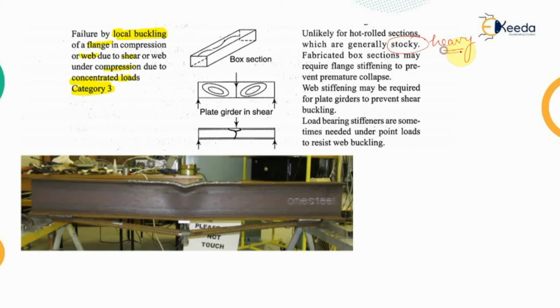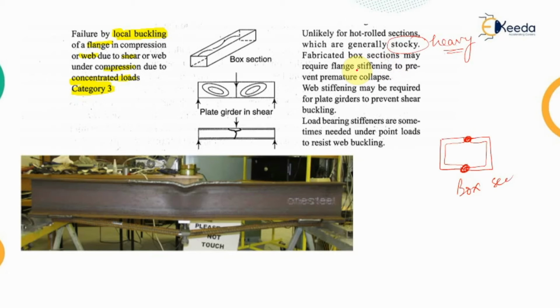They are capable enough to carry the heavy loads, if not the capacity. But when we are designing the fabricated box section, what happens? Let's say this is the channel section and this is another channel section. These channel sections are joined together at these points to obtain the box section. So this is the box section.